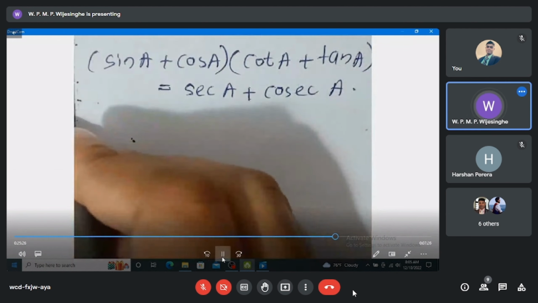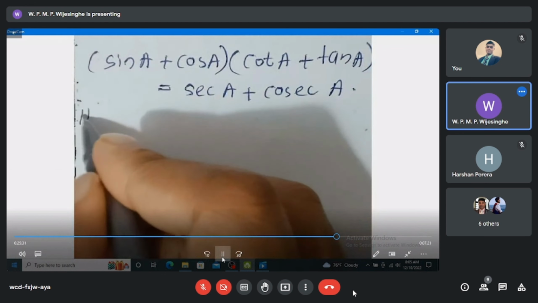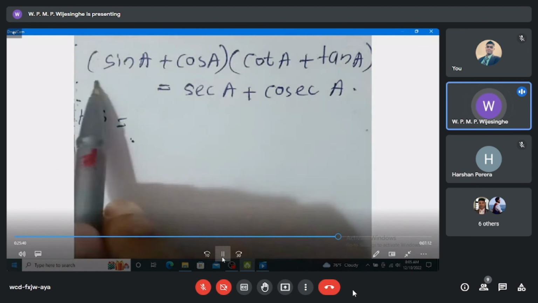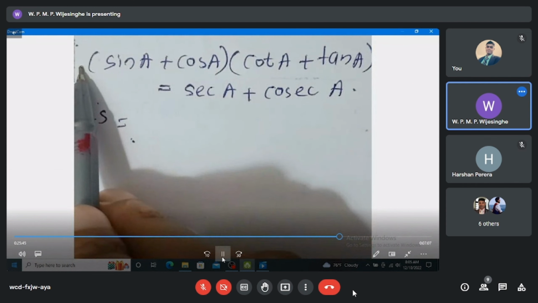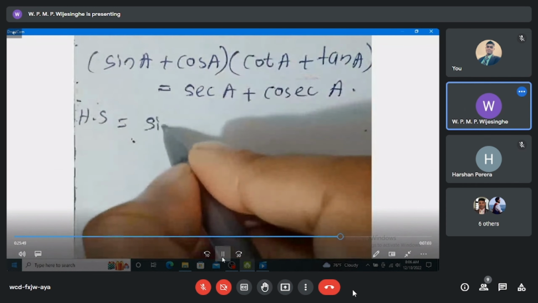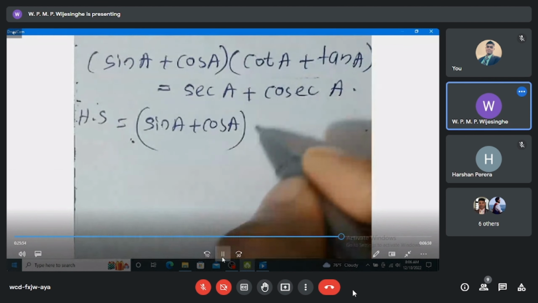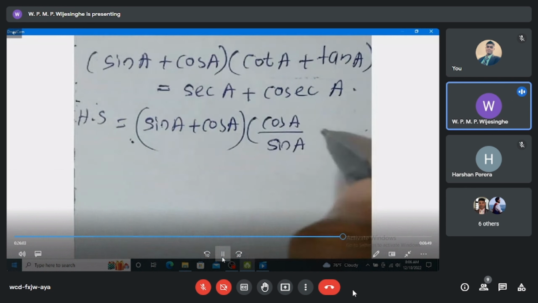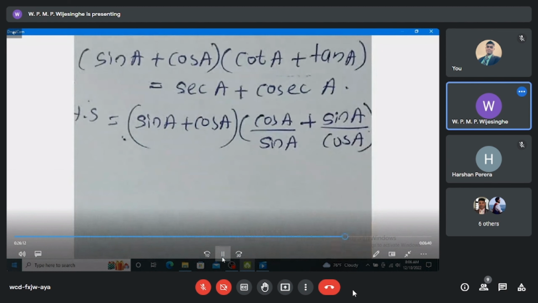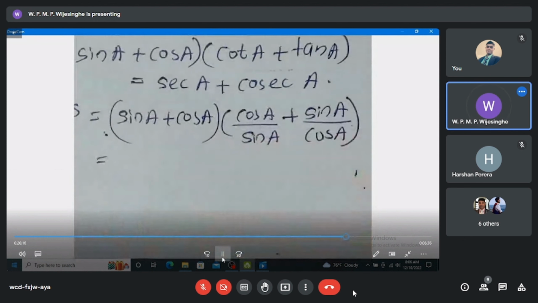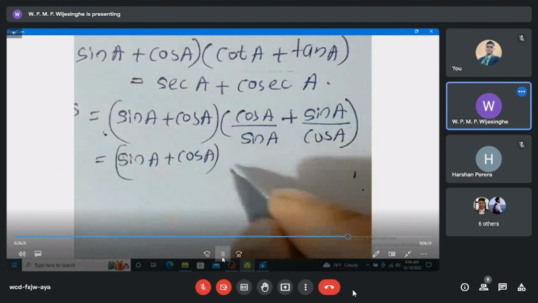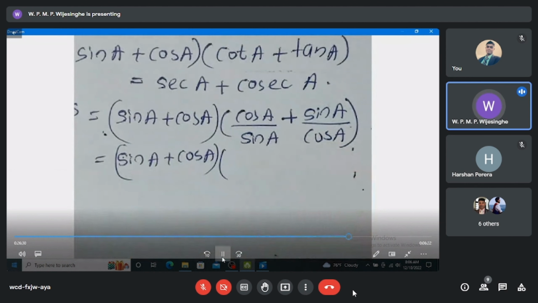I start this from the left hand side as usual, right? Left hand side, it is sin plus cosec. I write all of these by using sin cos angles. Here sin A plus cos A. Here cot A is equal to cos A divided by sin A, plus tan A is sin A divided by cos A. Right? Okay. Then I simplify this further. Sin A plus cos A keep as it is, and this term I'm going to simplify here.